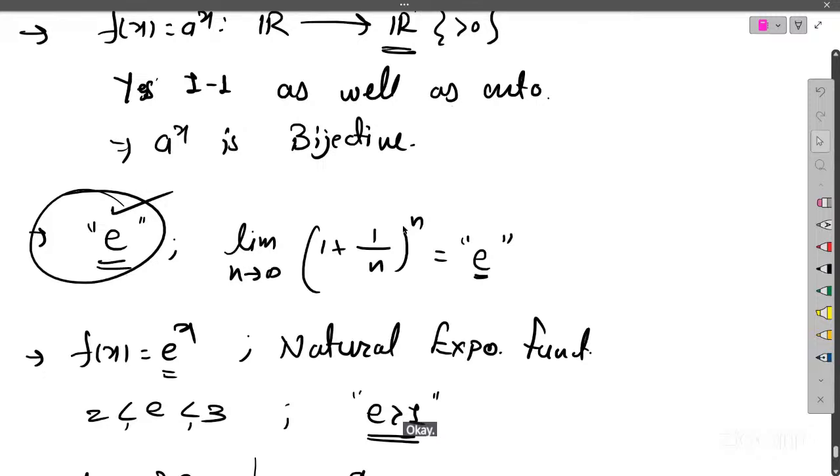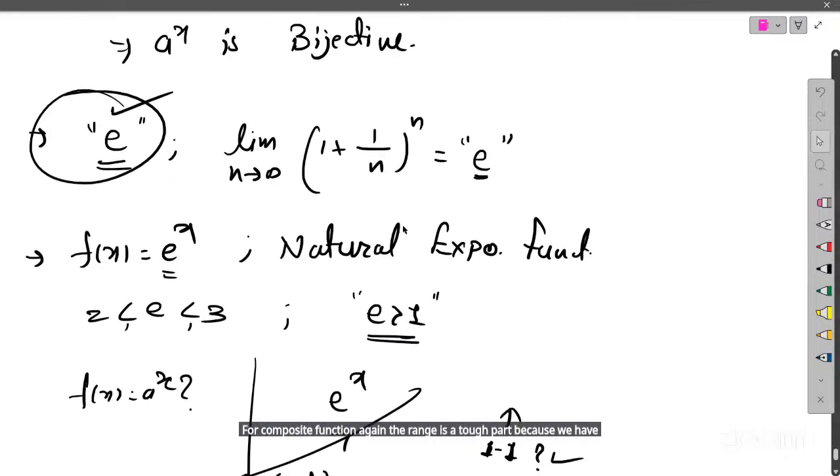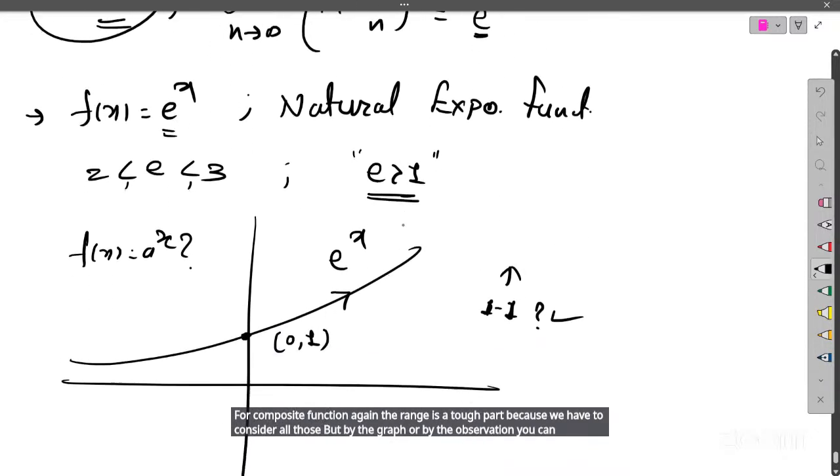Is there any doubt from exponential function? Ma'am, will we not find a range for composite function and exponential function? For composite function, again, the range is a tough part because we have to consider all those. But by the graph or by the observation, you can find. But for exponential function, the range is kind of obvious.